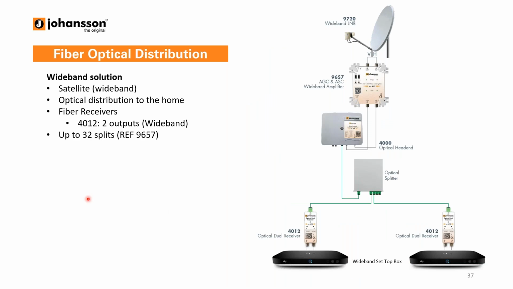The third one is the wideband solution. Basically here we will distribute, this is in case you have wideband compatible receivers. So for instance, the SkyQ box or the DSTV SAT-IP server. So you have a wideband LNB. Okay, you amplify it, transmitter, splitters, and then you use the 4012 receivers, which will output again the wideband signal, and this you can then directly feed into your wideband compatible set-top box. So that's a fourth example which you can use with our solution.